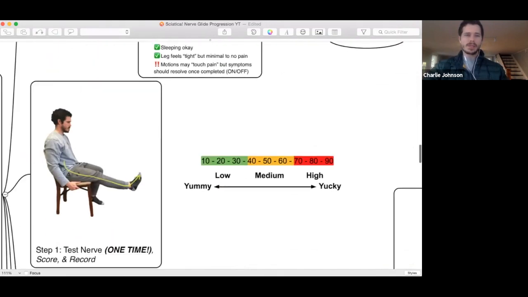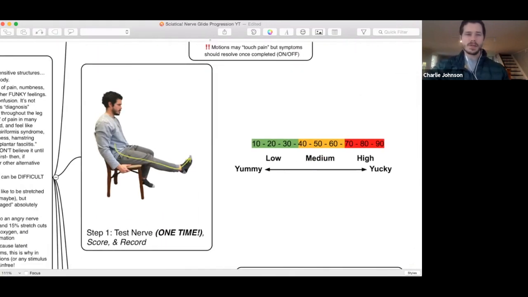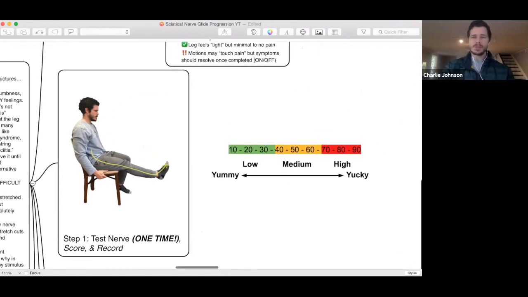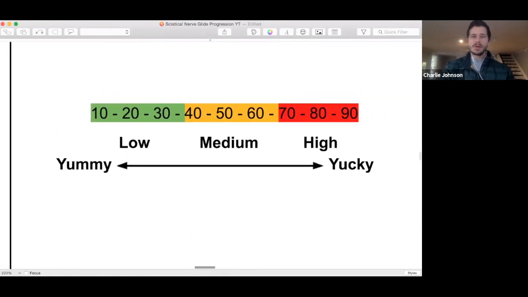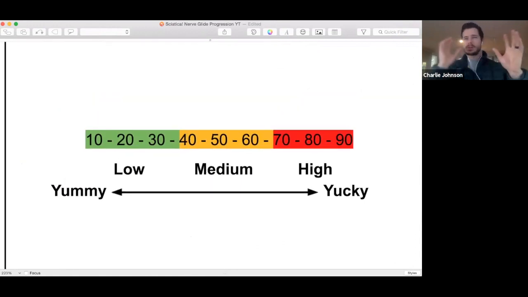So that being said, how do we test the nerve sensitivity? Well, leg raise test is an easy way to test how good the nerve is doing or how sensitive the nerve is. So again, do this on the good side, and then you're going to do it on the not so good side. The bad side, but you're going to do it very, very slowly. Stop at the first sign or onset of symptoms. And you're going to be thinking as you're doing it on the scale of 0 to 100, if you want to say that, yummy to yucky.